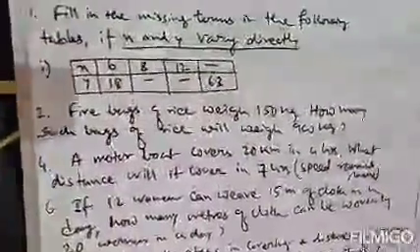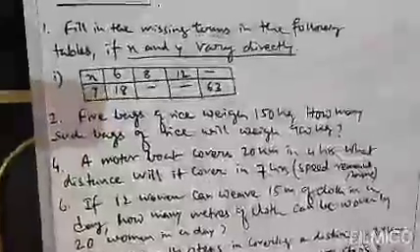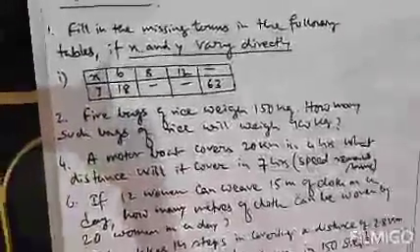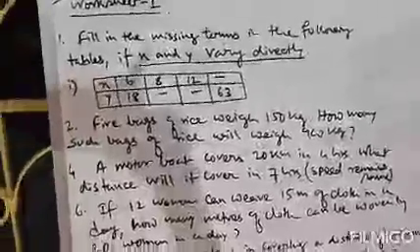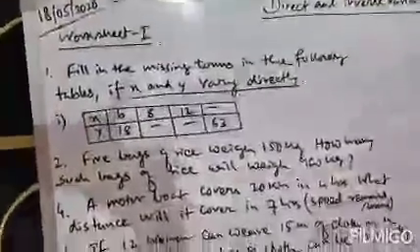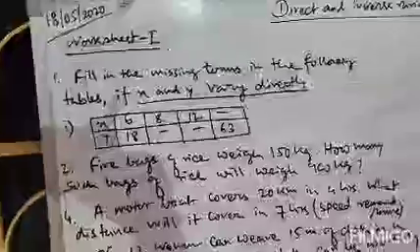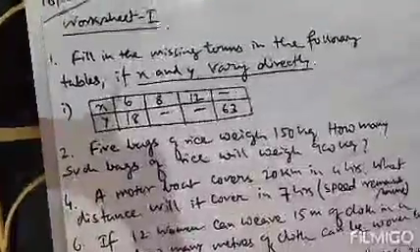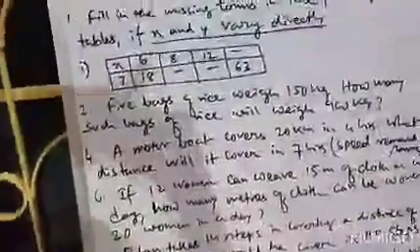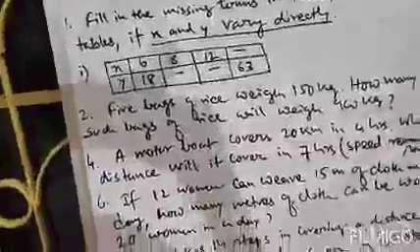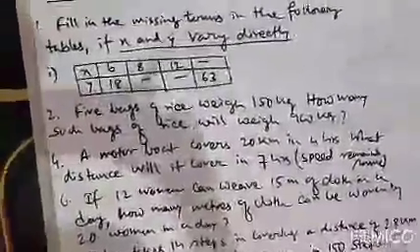Now word problems. The question says 5 bags of rice weigh 150 kg. How many such bags of rice will weigh 100 kg? Now before going into word problems, first read the questions carefully and check whether the questions are in direct variation or in inverse variation. If it is direct variation, then we will solve the question according to the direct variation approach, and if it is inverse variation, we will solve the question according to the inverse variation approach.